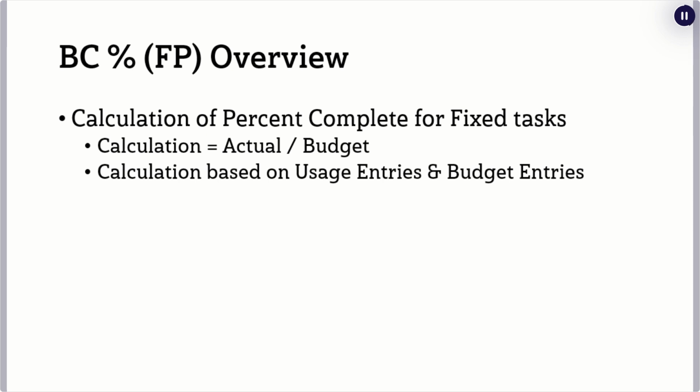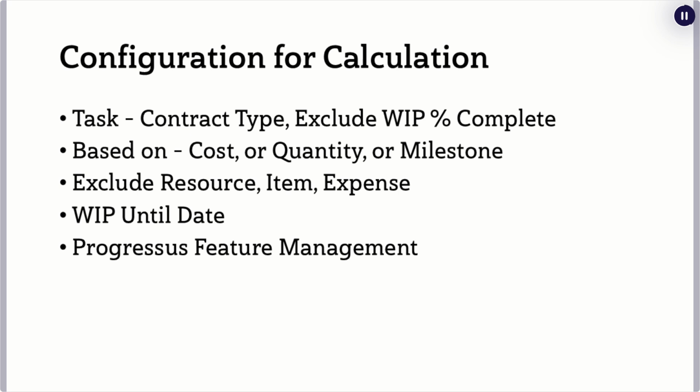The calculation equals the actual cost or quantity divided by the budget cost or quantity. The calculation is based on usage entries and budget entries associated to the project for purposes of the calculation. We will illustrate how each of these settings impacts the BC%FP.